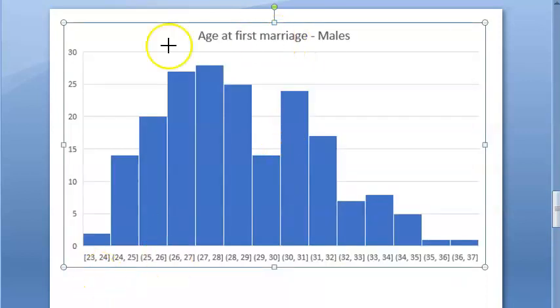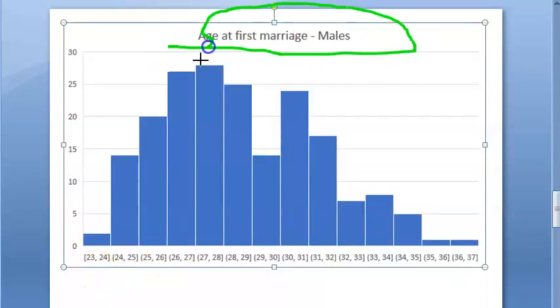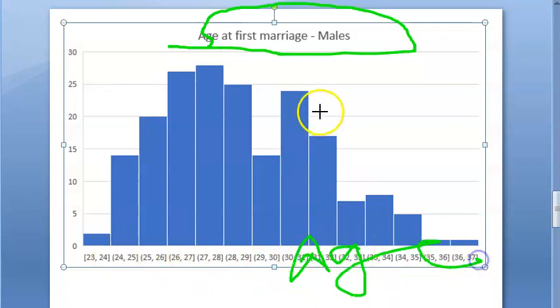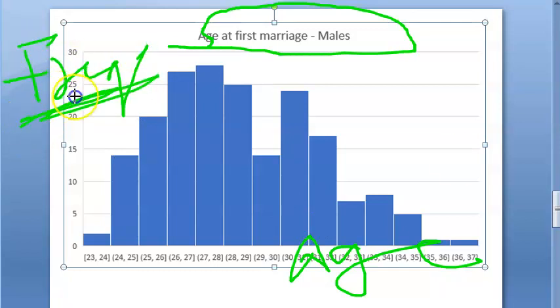Here you can see there is age at first marriage for males, okay? So here is the age of the male, and this is the number of people. Remember, this is very important. This is the frequency. This is the number of people who are getting married at 26, 27, 28. The most number of people are getting married at this age. The frequency is more in this age.